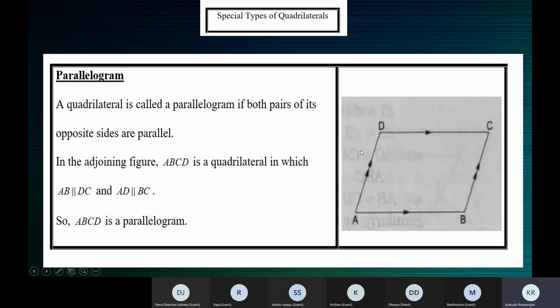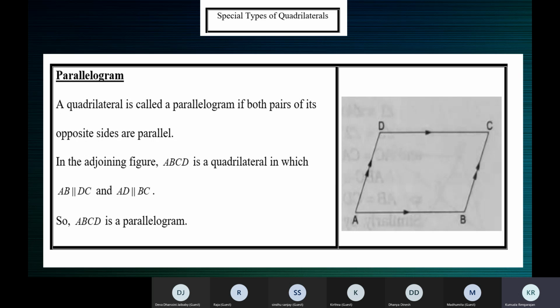We only had angle A as 90. But when angle A is 90, C will automatically be 90 because opposite angles are equal. If A is 90, B is also 90 because adjacent angles are supplementary. And if B is 90, D will be 90. That means in a parallelogram, if one angle is 90, all the other angles will be 90 degrees.